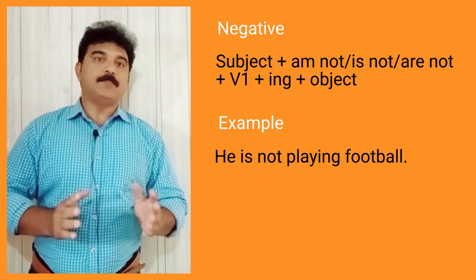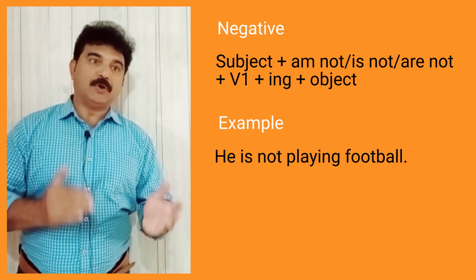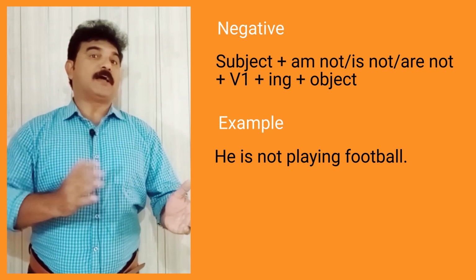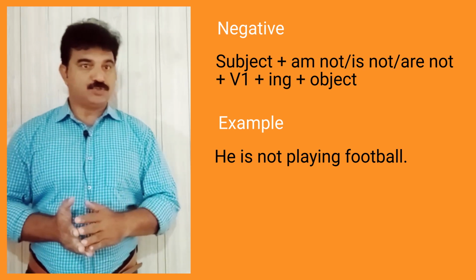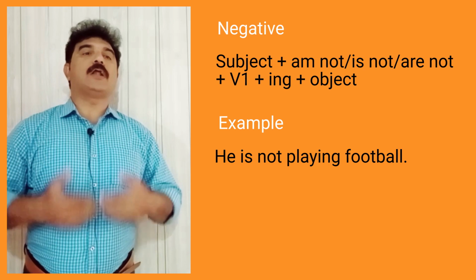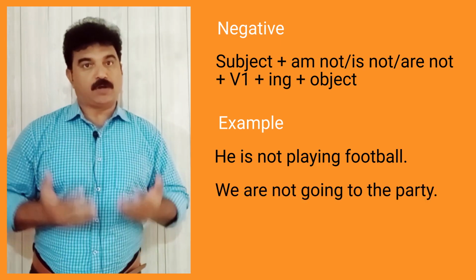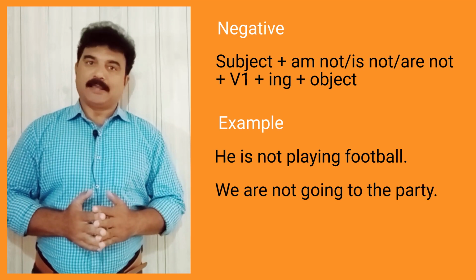So see, he becomes the subject. Is, of course, is the auxiliary verb. Not playing: that not becomes the negative part of the sentence. Play plus ing, plus football becomes the object. Okay, one more sentence. We are not going to the party. So here that also becomes a negative sentence.